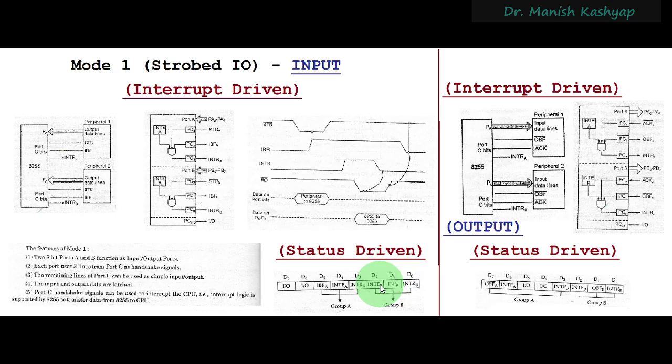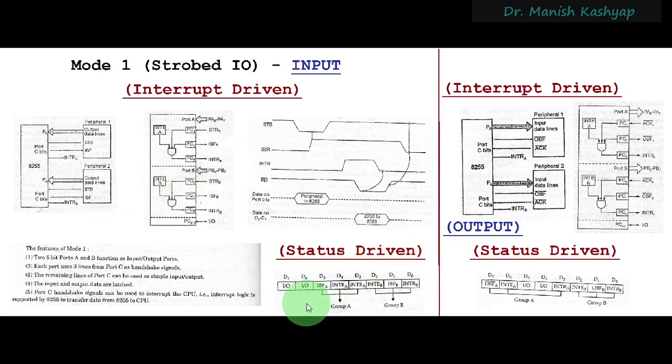So the microprocessor will be busy now in dealing with the peripheral, because it has to continuously check that peripheral whether it is trying to give some data or not. So this is not a very efficient way of doing that. So the status driven mechanism is not preferred, because we want the microprocessor to be as free as possible.